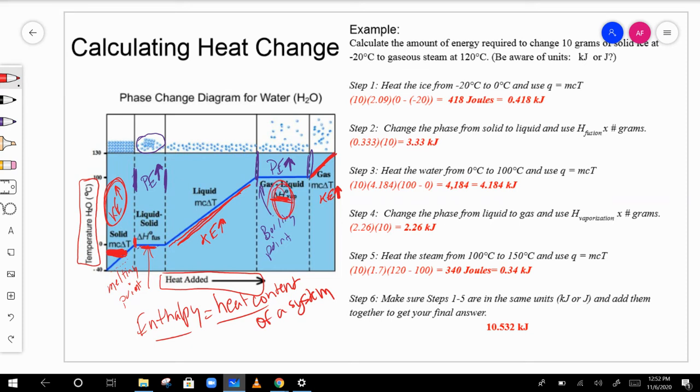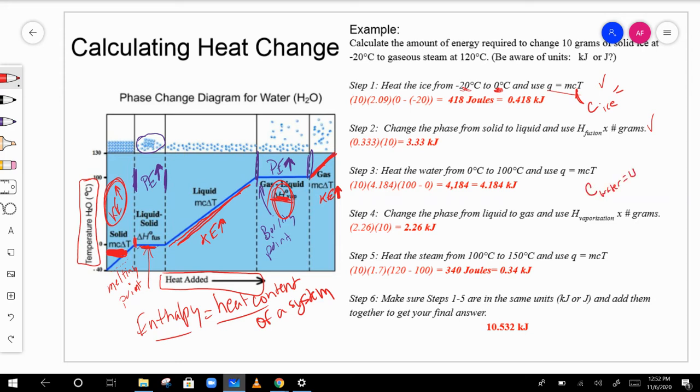Okay, so as we go through each one of these steps, you'll see step one is heating the ice from -20 to 0, so heating it all the way to its melting point. We're going to use Q equals mc delta T. Now the C for this one is the C of ice, which is different from the C of water, which we're going to use in this step here.